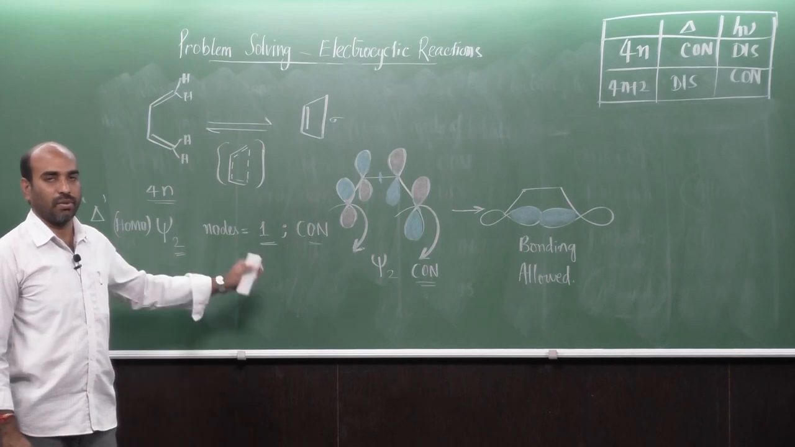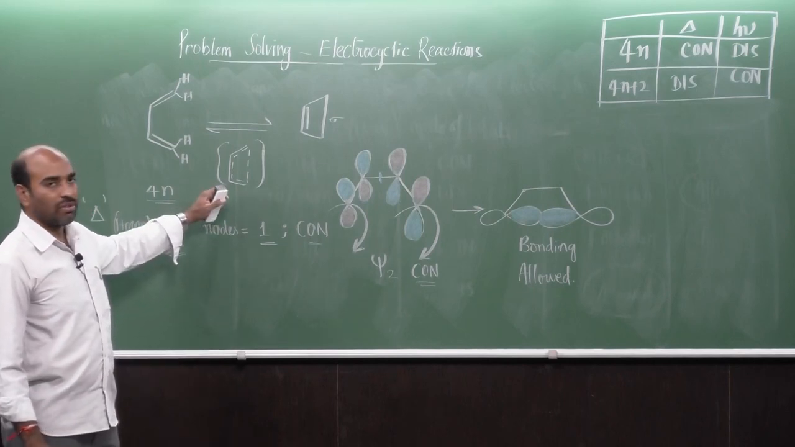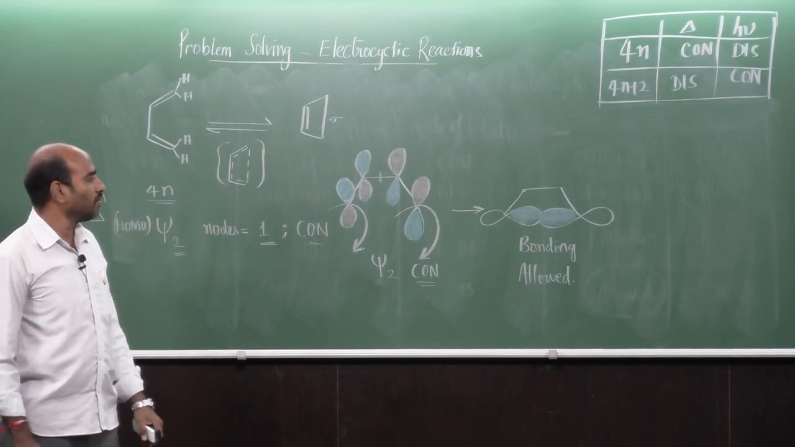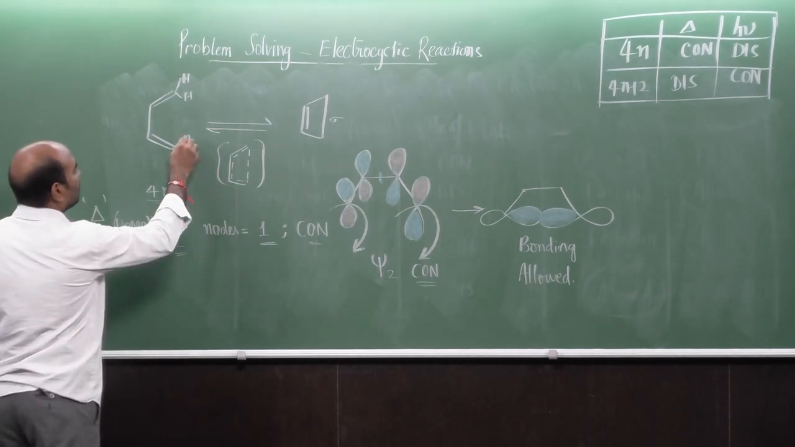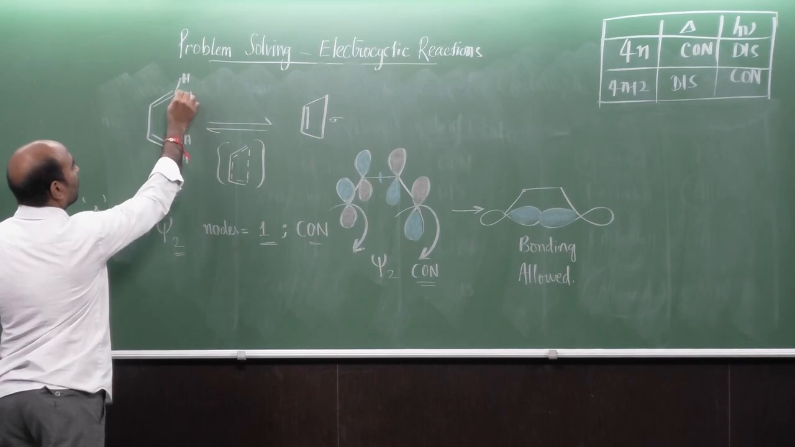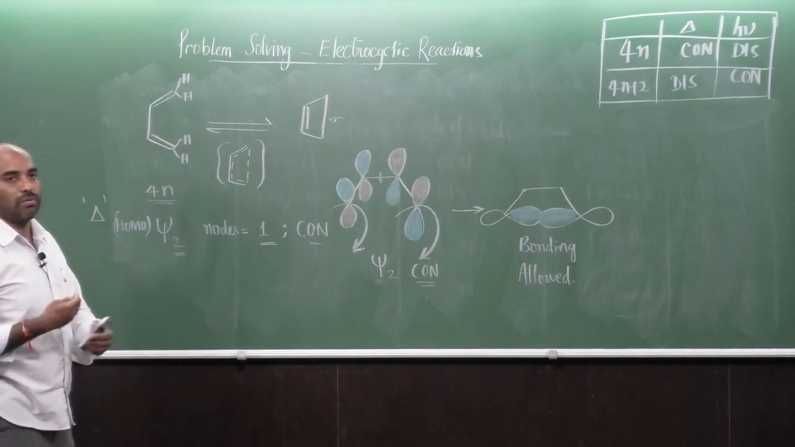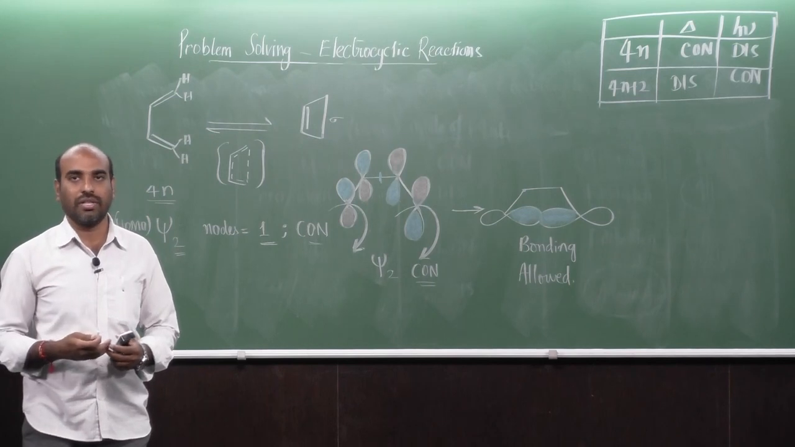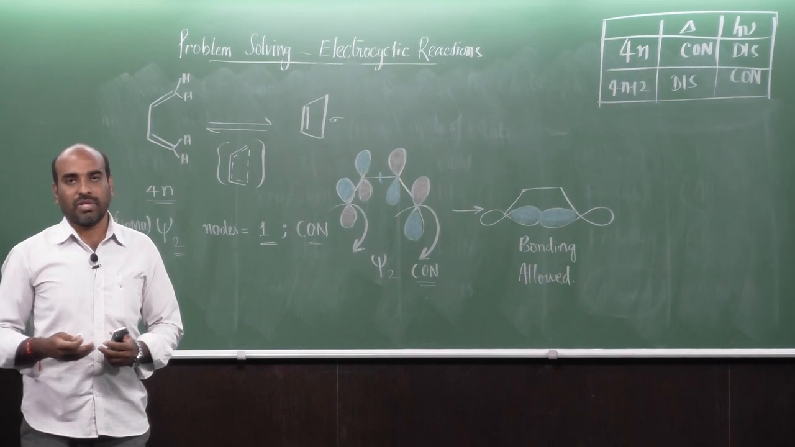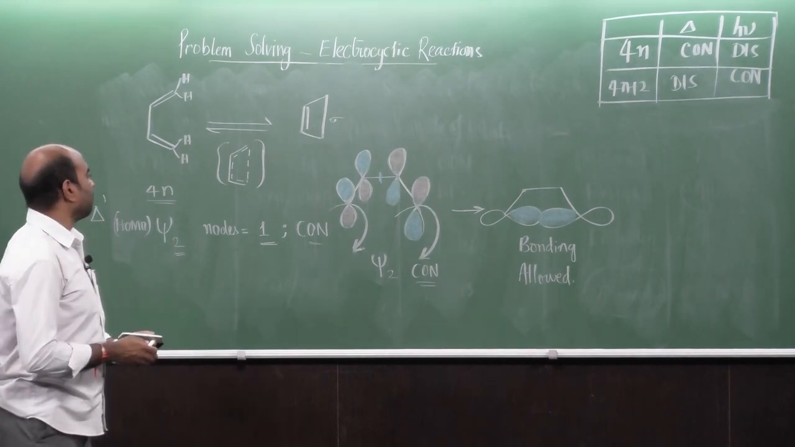Right. As simple as that. So, this example we have seen in the previous class also. So, now let us add some substituents at the terminal carbon atoms and see how the orientation of the substituents attached at the terminal carbon atom of the conjugation affects the stereochemistry, right.